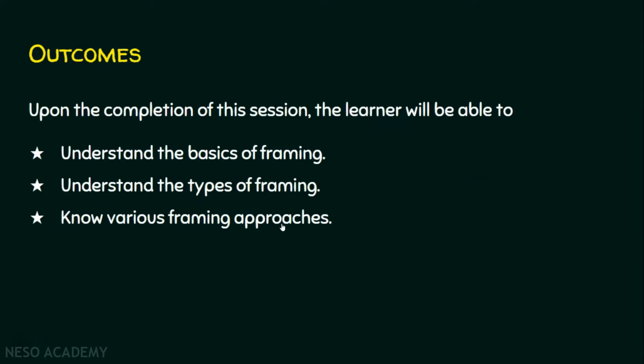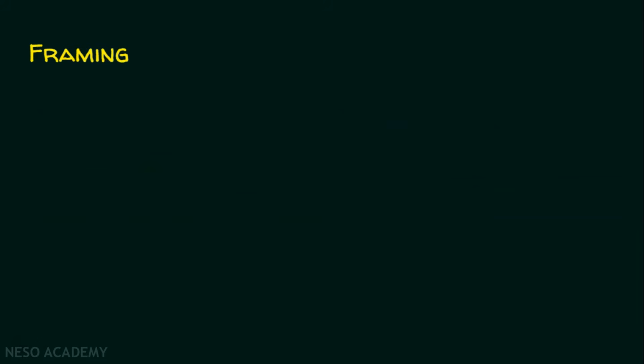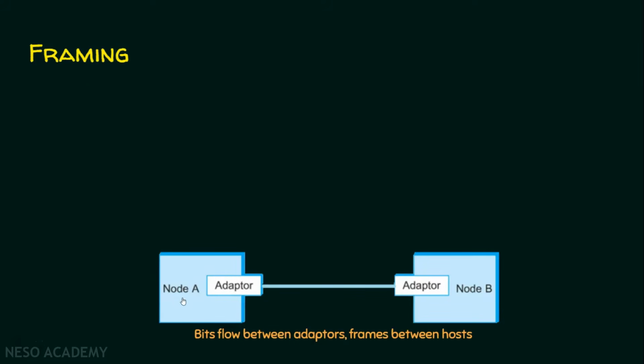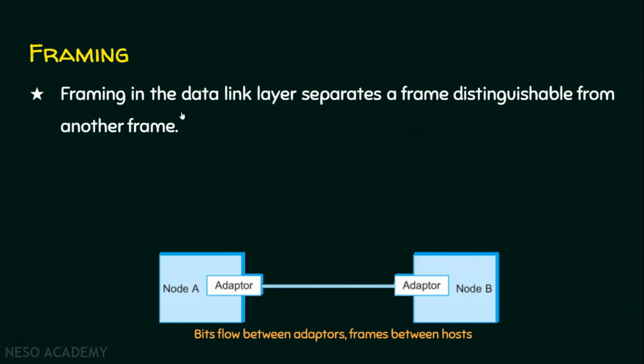We will start the session with what is framing. We know framing is one of the services of the data link layer. And if we say there are 2 nodes, these 2 nodes will obviously have adapters. When we talk about nodes, frames are going to be exchanged. When we talk about adapters, the bits or the signals are going to be exchanged. Framing in the data link layer makes one frame distinguishable from another frame.